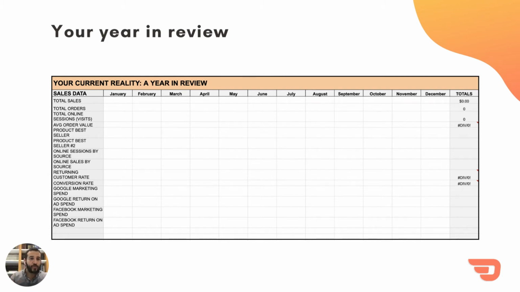And likewise, as you move down, it'll ask you for your total orders, your total online sessions or visits to your site, your average order value, your best-selling product, your second best-selling product, and so on right down the list, including your data around various marketing channels. Like, for example, if you're doing Google Ads, it asks for your Google ad spend and your return on ad spend, or your Facebook marketing spend if you're using Facebook, and your return on Facebook marketing spend. Obviously, if you're not currently using those channels to market your products, then you can leave those sections out.